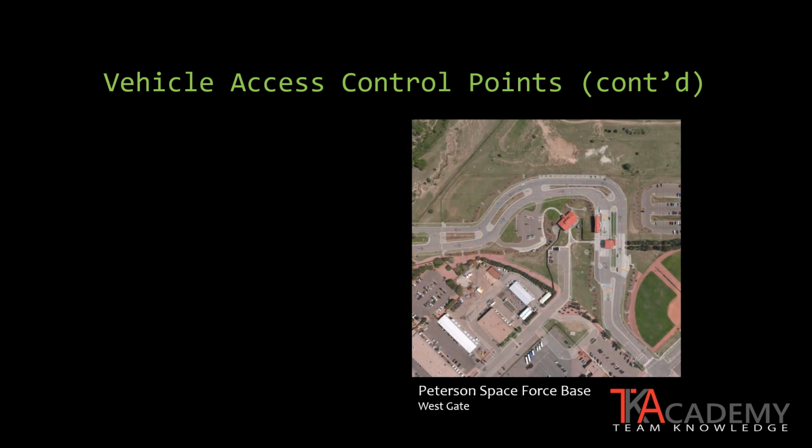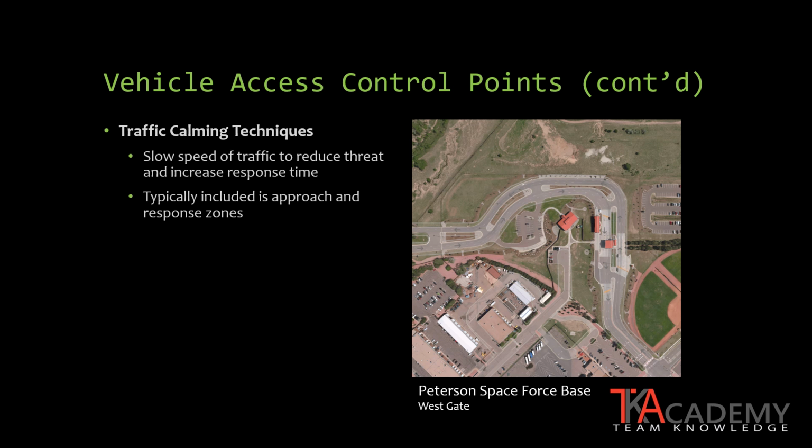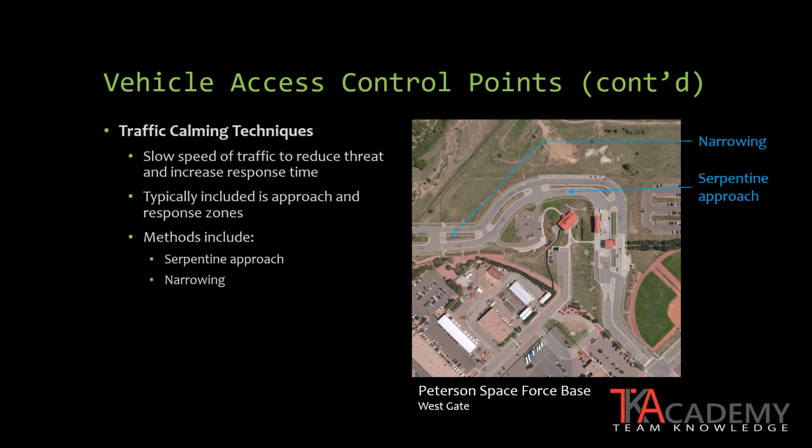The goal within the approach zone is to start calming and slowing the traffic as it approaches the access control zone. The traffic calming techniques used in this area slow the speed of traffic to reduce the threat and to increase response times. Methods to do this include having a serpentine or curved road approach toward the access control zone. The road typically narrows and the lanes get smaller. There may be speed bumps or changes in pavement texture. There should also be signs identifying that one is approaching a secure area and that only authorized vehicles are permitted to enter.